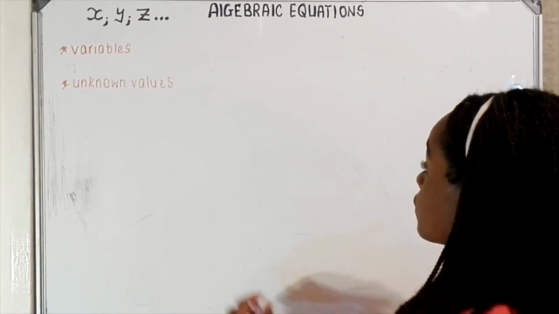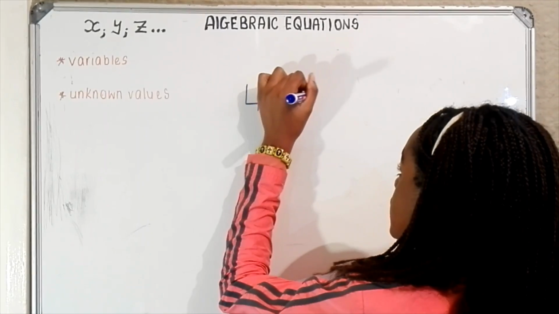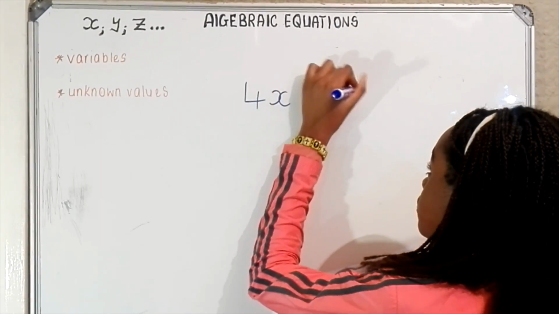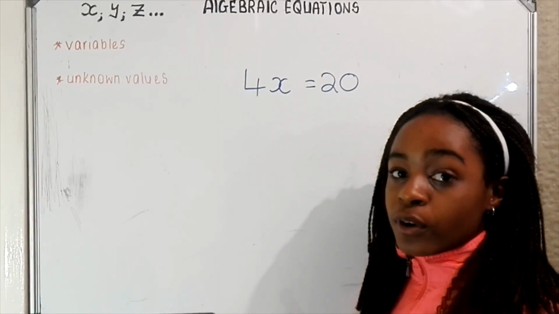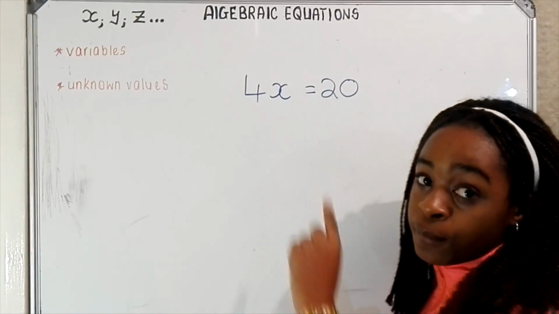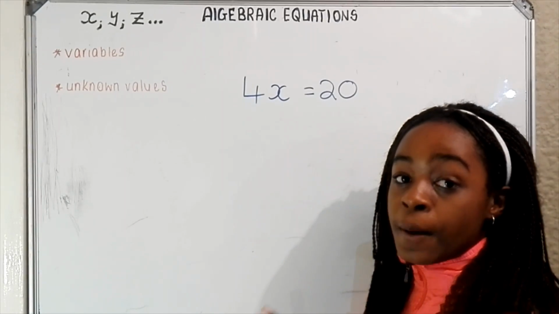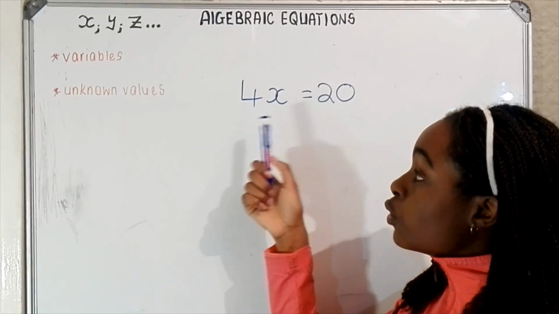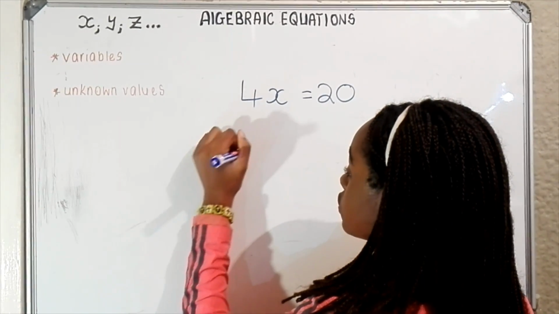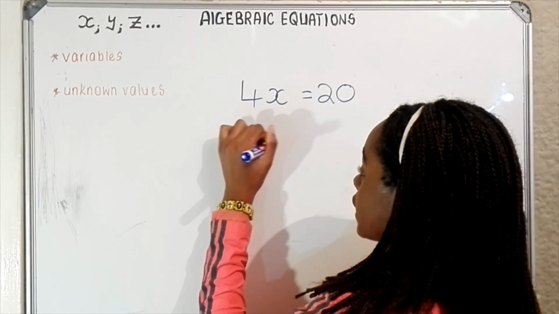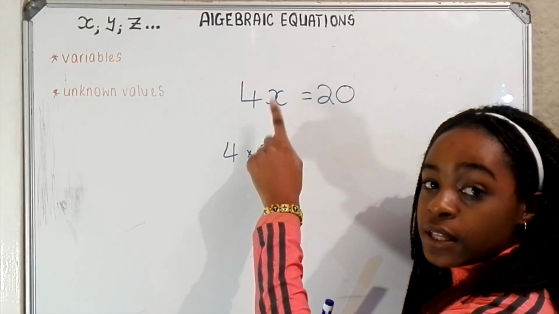So here's an example. Say we have 4x is equal to 20. Okay? Now guys, notice we have 4x. And you must be wondering, where is the operation between them? When there's a number and a variable and there's no operation, by default we assume it's a multiplication. It's the same as saying 4 times x. So whenever there's no operation here, there's a multiplication.